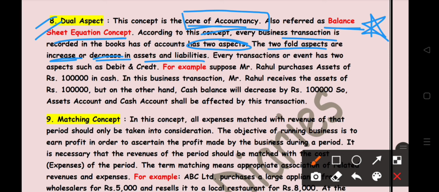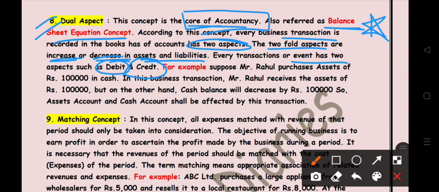Every transaction or event has two aspects, one being a debit aspect and another being a credit aspect. As we are following the double entry system, each and every transaction will have two kinds of effects in our accounting books. One can be a debit and another can be a credit.